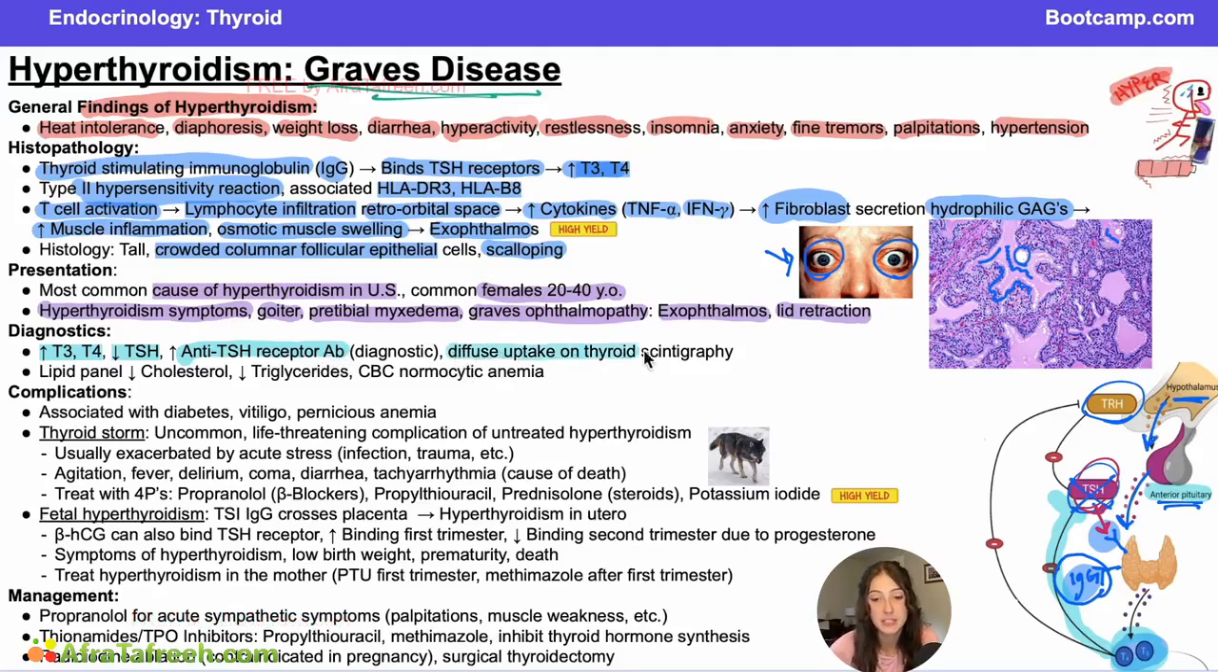And then additionally, you'll see diffuse uptake on thyroid scintigraphy. So we just have a really active thyroid that if you feed it any radioactive iodine, will definitely be sucking that up in high quantities to make more of our thyroid hormone. So that's why you would see diffuse uptake on scintigraphy.